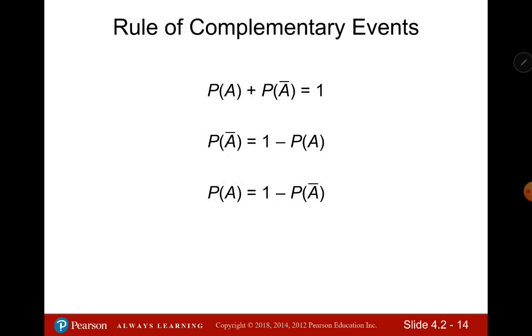These are just some transformations of the formula. If we know P(A), we can use 1 minus P(A) to get P(A bar). Same thing, if we know P(A bar), we can use 1 minus P(A bar) to get P(A).